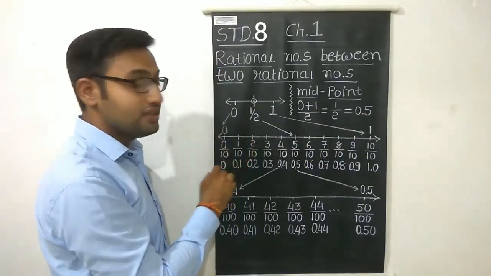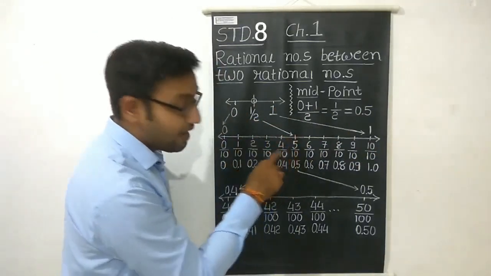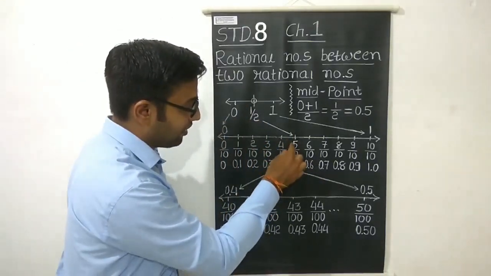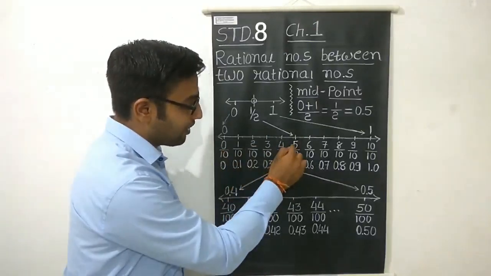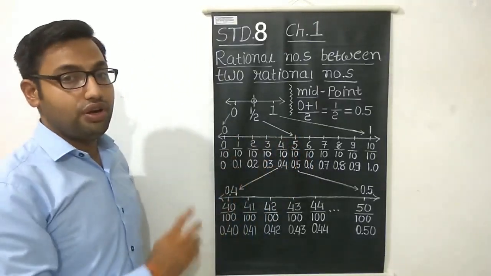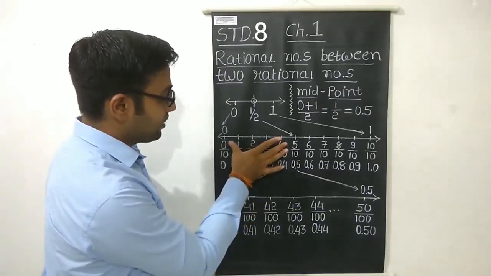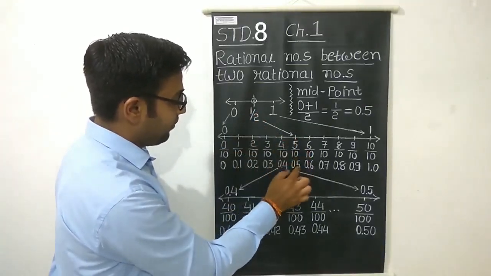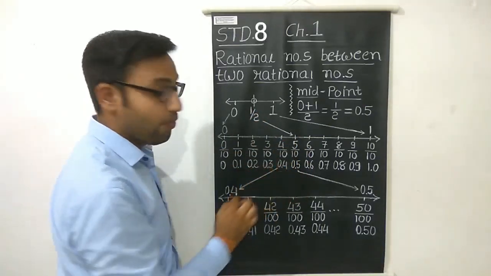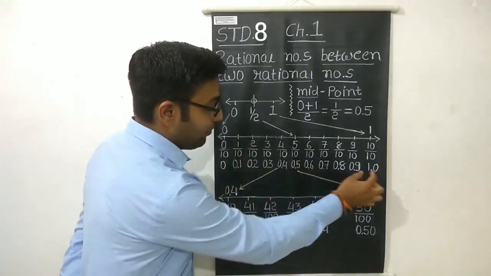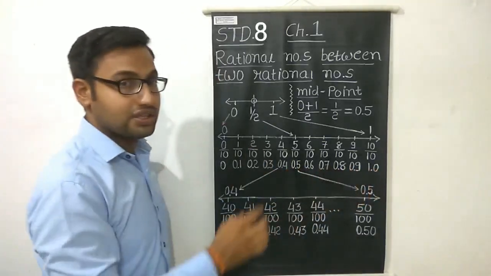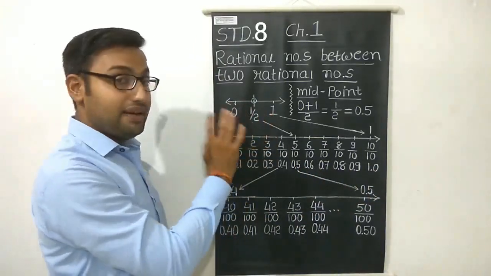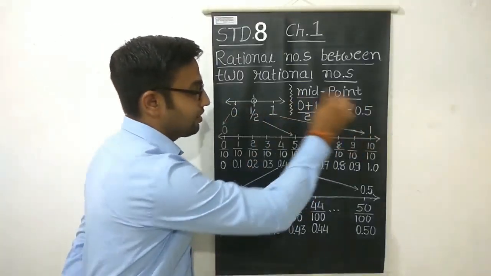So here is our 0, here is our 1. Where is our 1 by 2? See here. What is this? This is 5 upon 10. 5 upon 10 means 1 upon 2 because 5 is the common factor in 5 and 10. So by cancelling the common factor, we get 1 upon 2. Right? So now you can see that this is the midpoint. Between 0 and 0.5 there are 4 numbers, and between 0.5 and 1.0 again there are 4 numbers. So this is the midpoint. Okay. So to find the midpoint between two numbers, you can use this method.